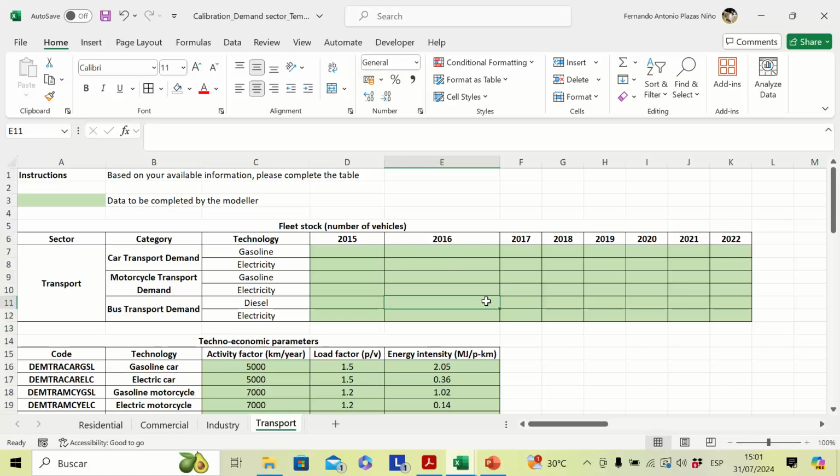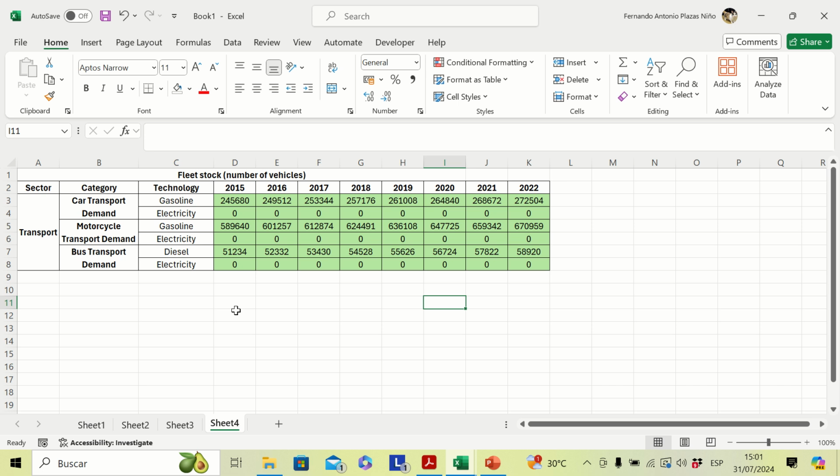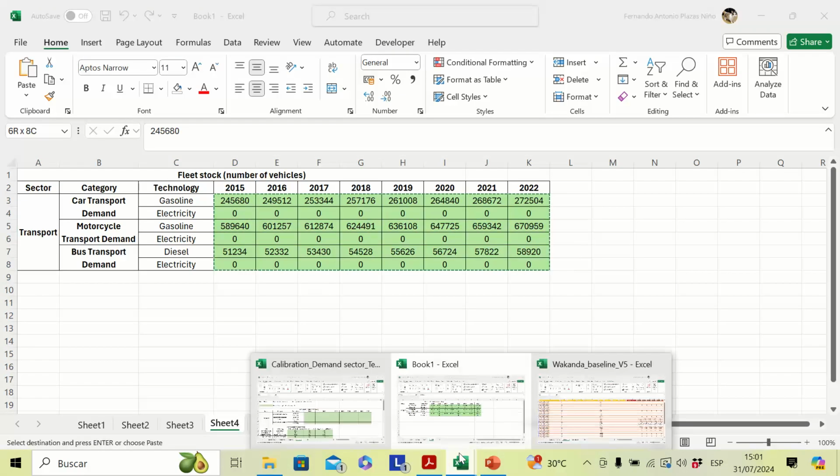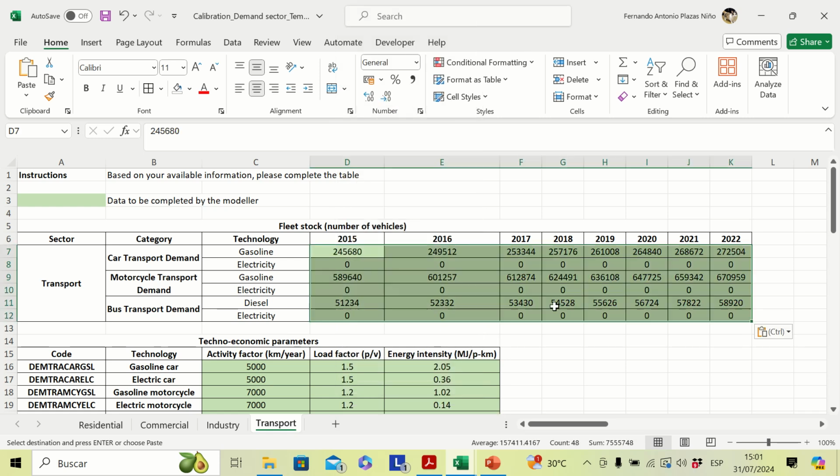So being said that, we need to complete this. Once again, you can collect the values in a different cell just for keeping the order of the template. And now we can just copy the values, go to our template, and then copy the values.